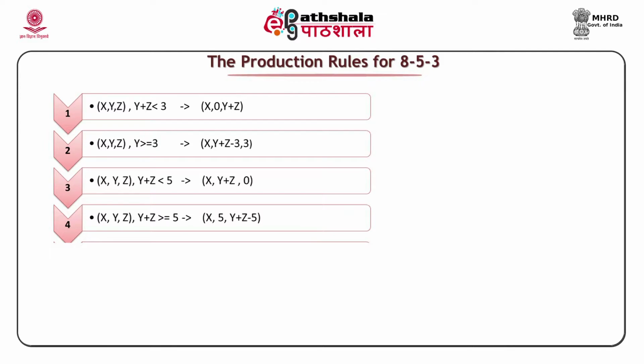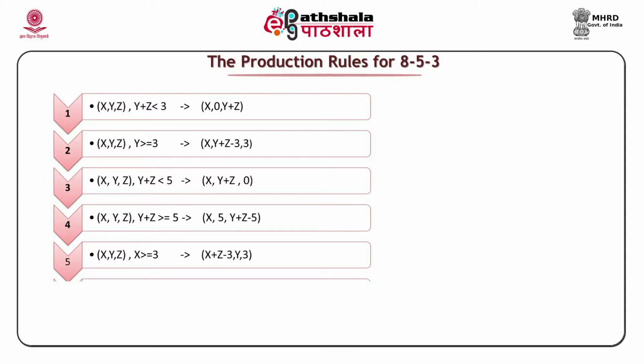So the next rule says x, y, z, y plus z greater than or equal to 5. You have x as 5, so this is completely full, and whatever is remaining is here. Now we are talking about the third case, the 8 gallon jug and 3 gallon jug. If x is greater than or equal to 3, here we have more milk, so you can fill this, and whatever is remaining you can keep here.